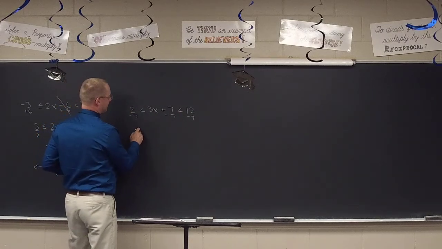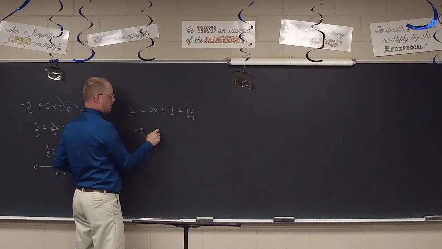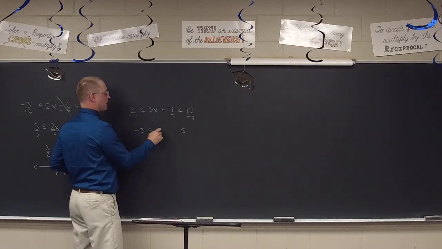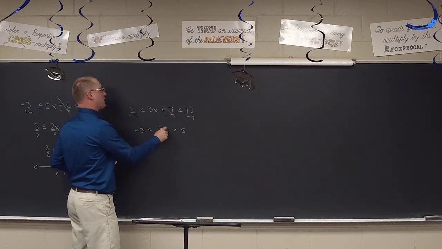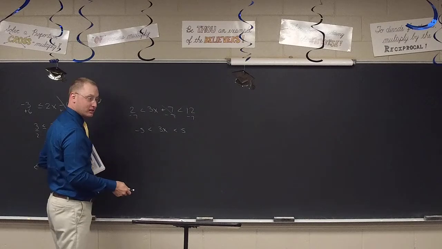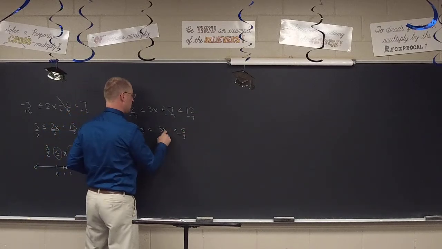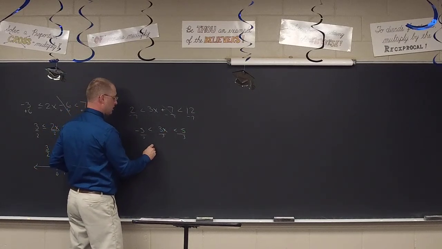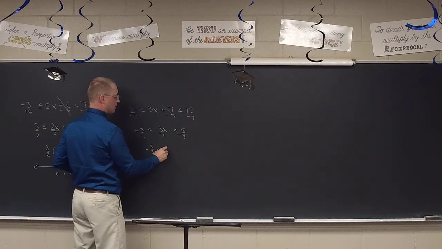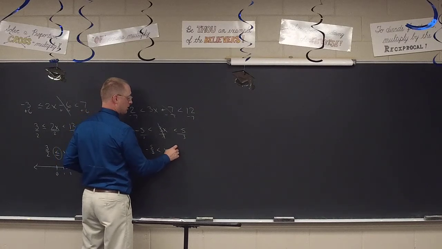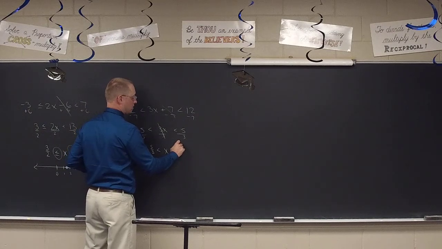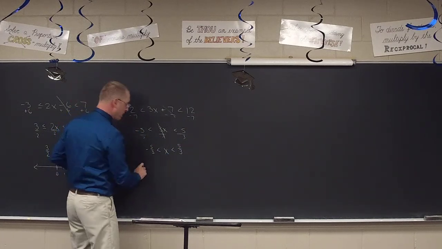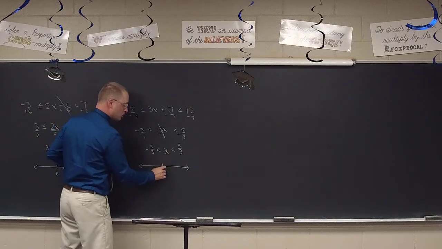You get negative 5, positive 5. In those, the 5 and the negative 5 are going to be surrounding a 3x. 3x. So negative 5 is less than 3x is less than 5. Then you divide it to get negative 5/3 is less than, I mean, it'll mean x, and is less than 5/3. Good. The x ends up being everything between positive and negative 5/3, or 1 and 2/3.